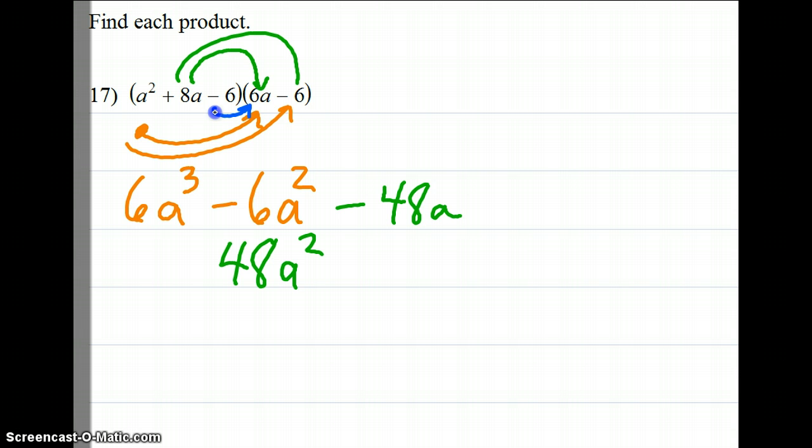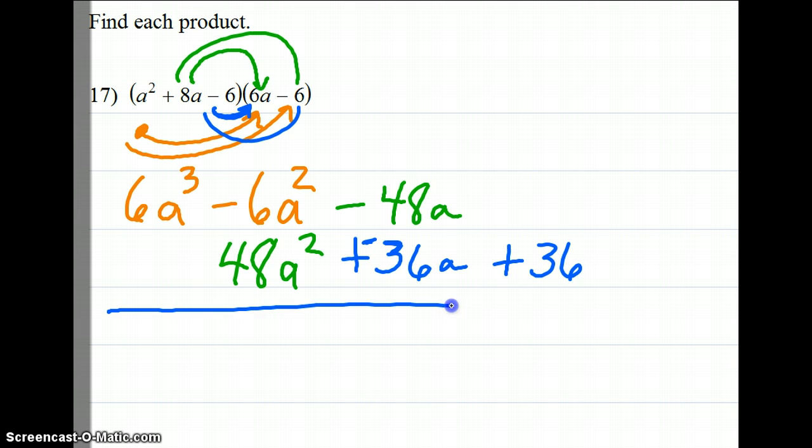So a negative 6 times a positive 6 is a negative 36a, and negative 6 times a negative 6 is a positive 36. So again, the advantage of working in this vertical format is that we have terms that look alike on top of each other, so we can combine these.